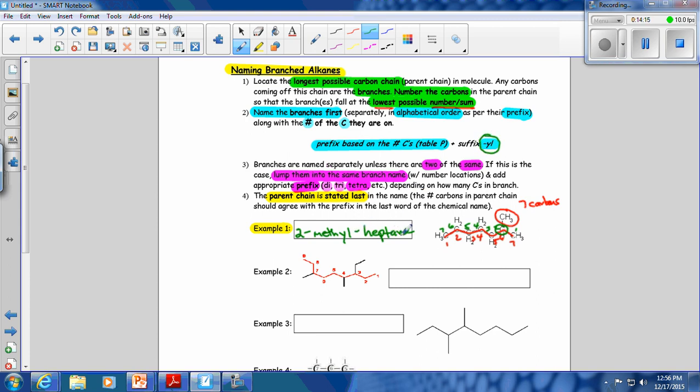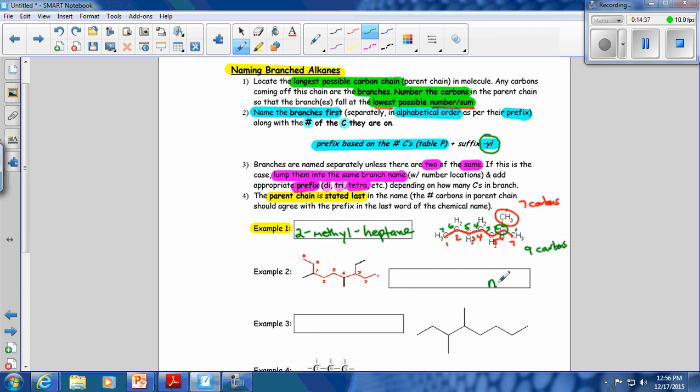We've got a long continuous carbon chain here, and they're numbered for us. 1, 2, 3, 4, 5, 6, 7, 8, 9. So we have 9 carbons here. A 9-carbon chain is called nonane, going with the ANE because these are all alkanes.